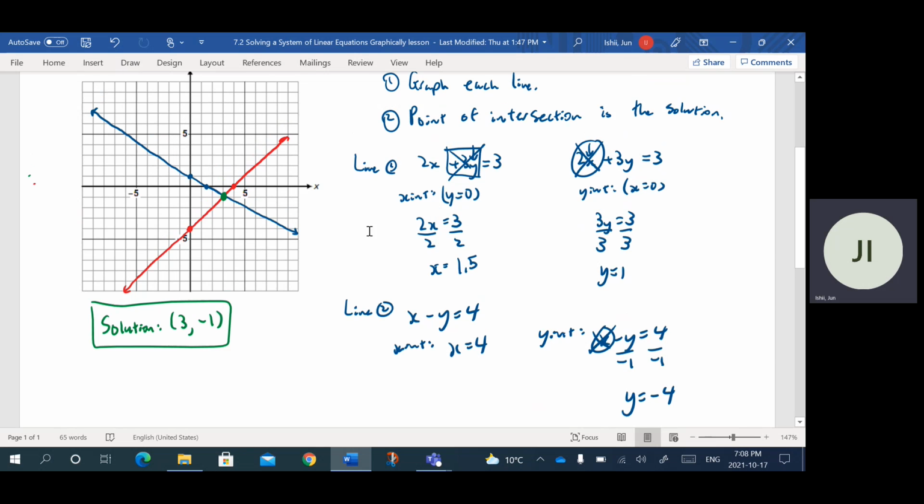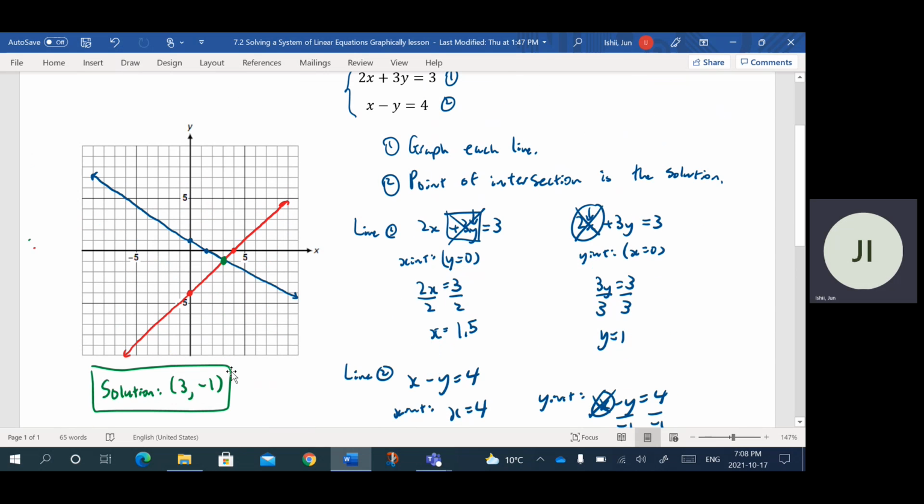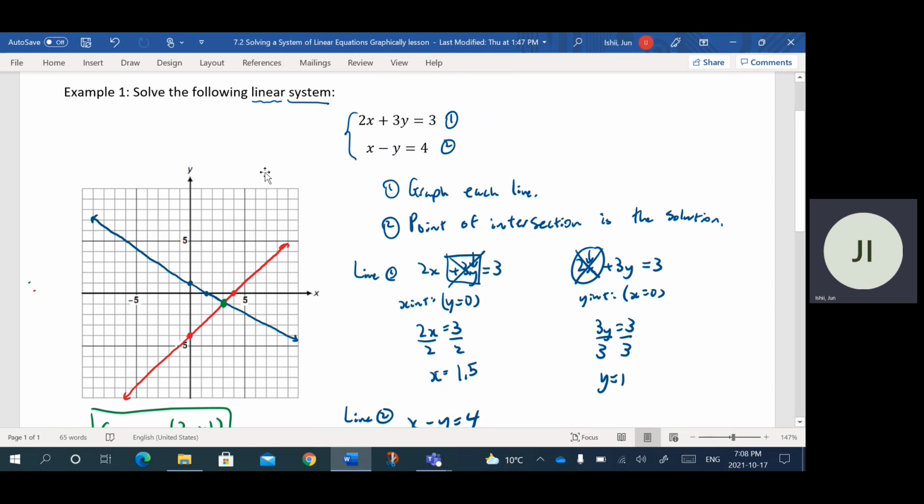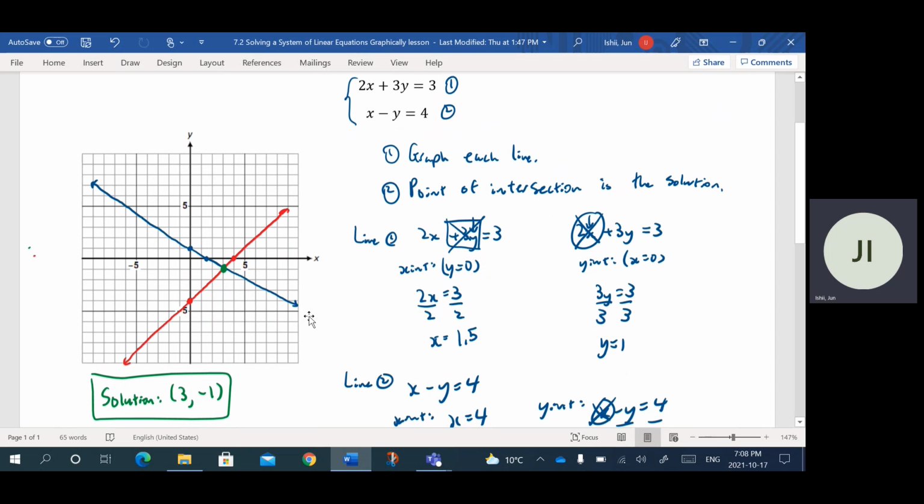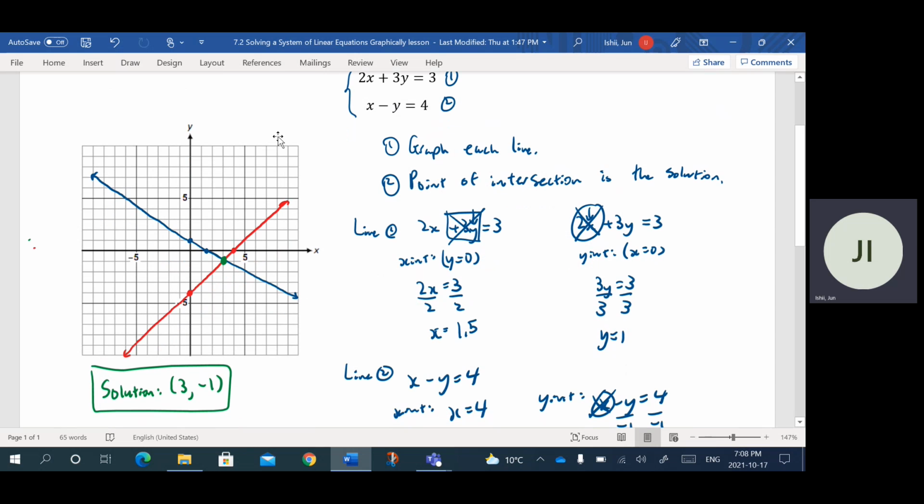Now, even though it didn't ask to do this, I'm also going to verify this is a solution, just a little bit of review from the last lesson. And again, remember, you verify by plugging the solution in for x and y and making sure the left side matches the right for both equations. All right, so let's just quickly do that.